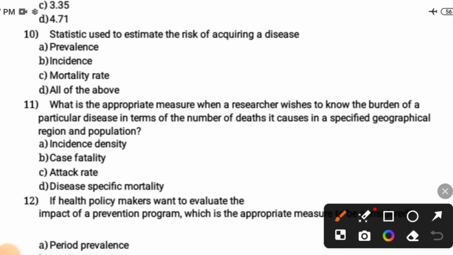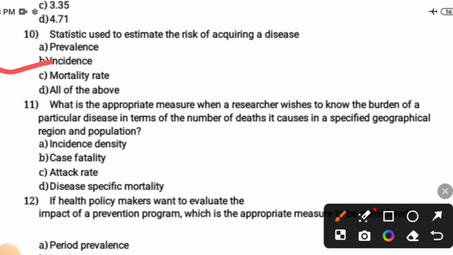Which statistic is used to estimate the risk of acquiring a disease: prevalence, incidence, mortality rate, or D? So the answer here is incidence.